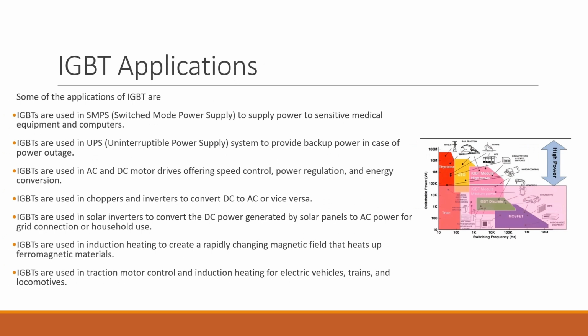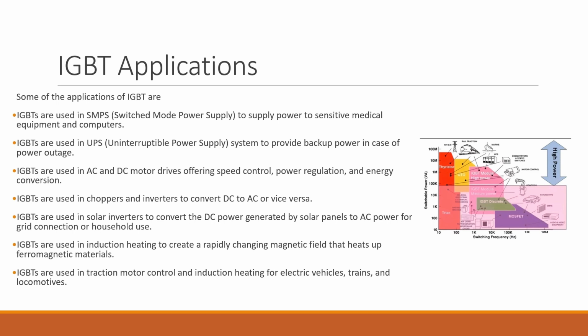Here are some applications of IGBT. IGBTs are used in SMPS, switched mode power supply, to supply power to sensitive medical equipment and computers. IGBTs are used in UPS, uninterruptible power supply, systems to provide backup power in case of power outage.